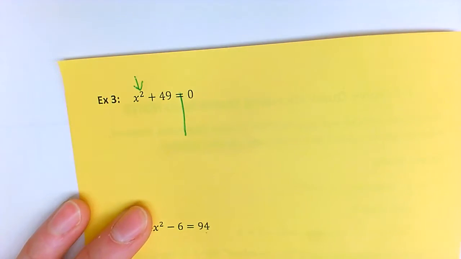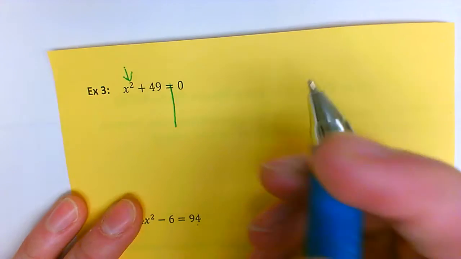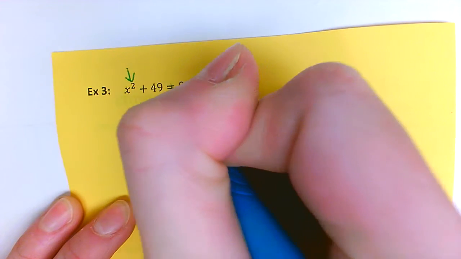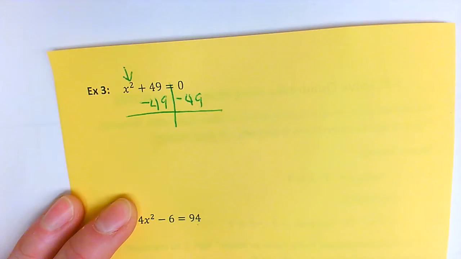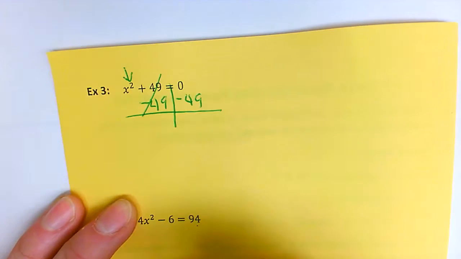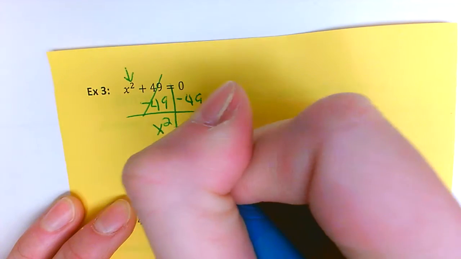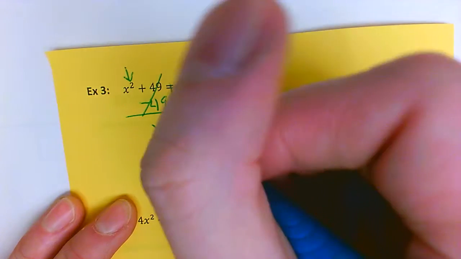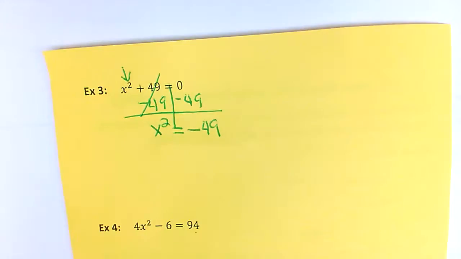Example 3. Draw on your equal sign. We're trying to get the x squared by itself. The opposite of a plus 49 is to subtract 49 from each side of the equal sign, which is going to cancel out on the left and still leaves you with the x squared, and 0 minus 49 on the right gives me a negative 49.